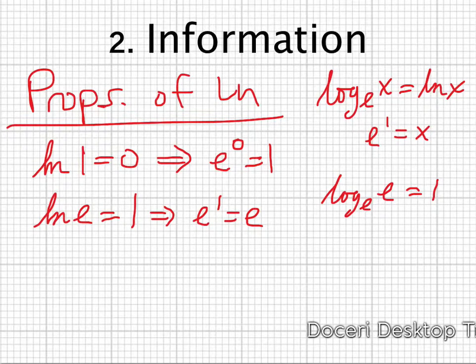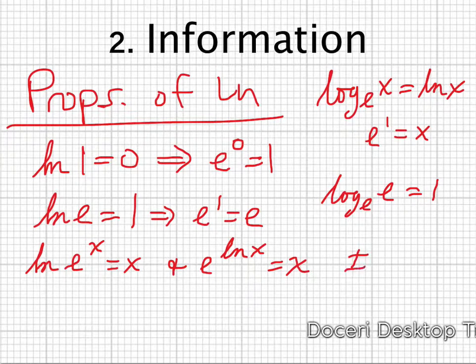Next, we have the inverse property, which is the natural log of e to the x. That's going to equal x. And e to the natural log of x will also equal x. These are my inverse properties.